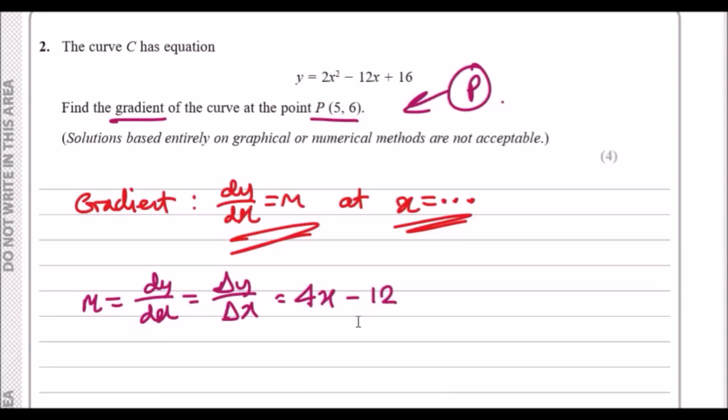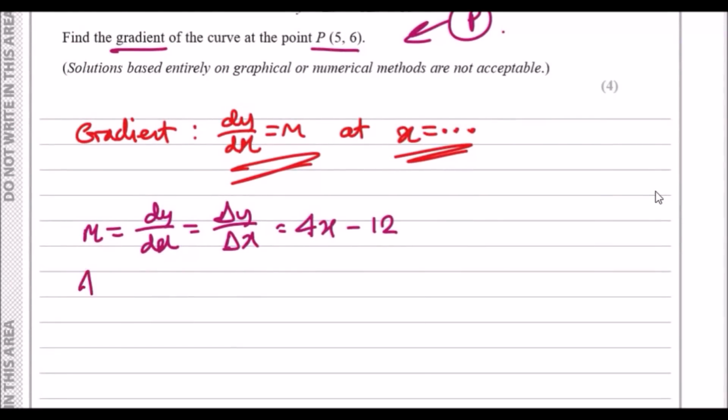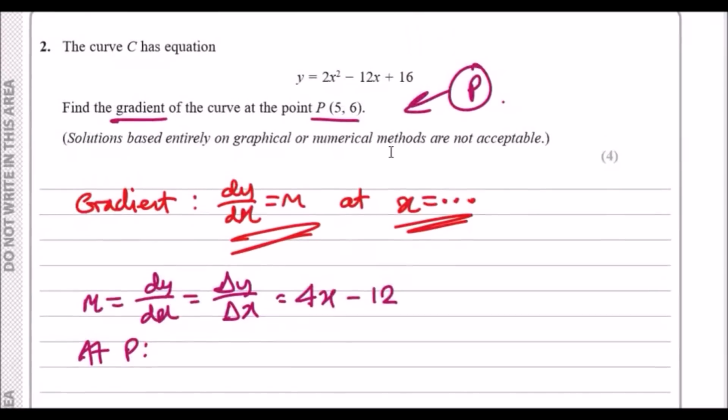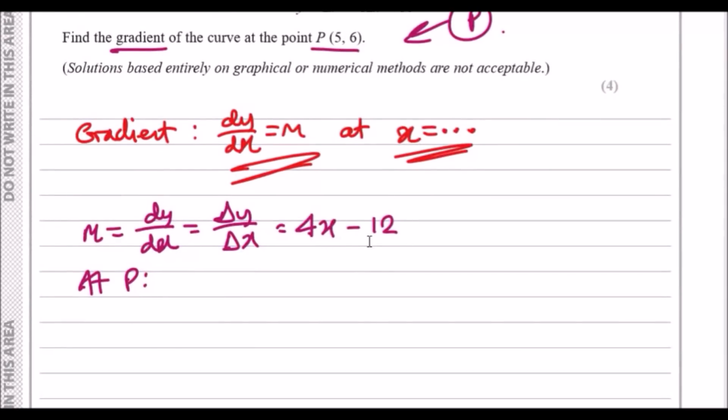And that's it. Now all you do is realize that you want to find the gradient at this point. So we could say, alright, at point P, we know that x is 5 and y is 6. Well, you only have x to use.